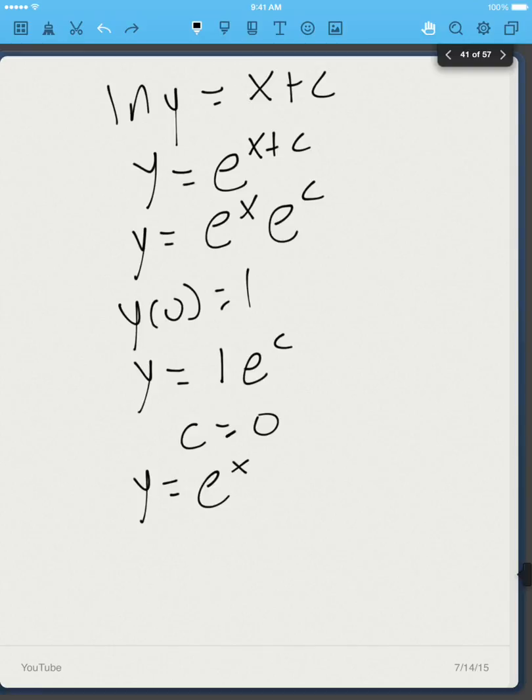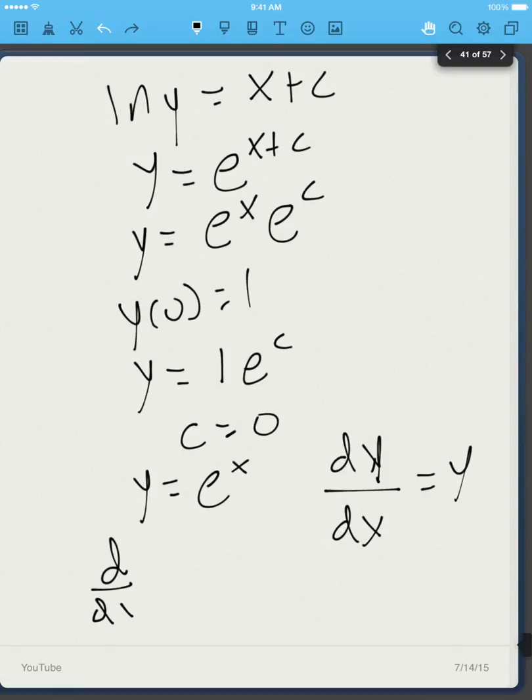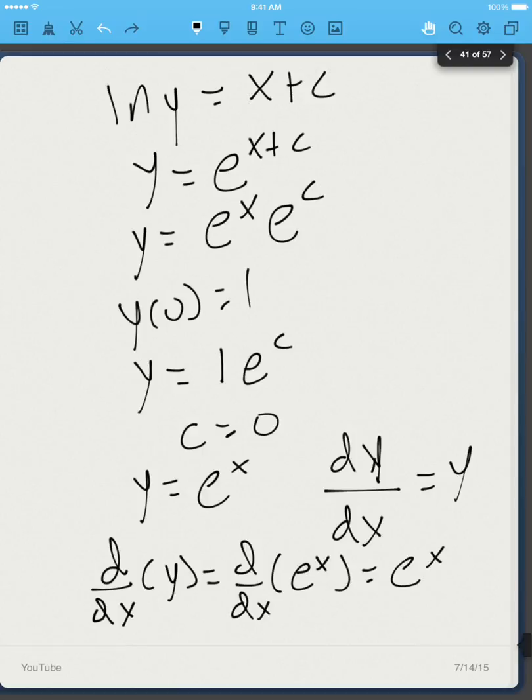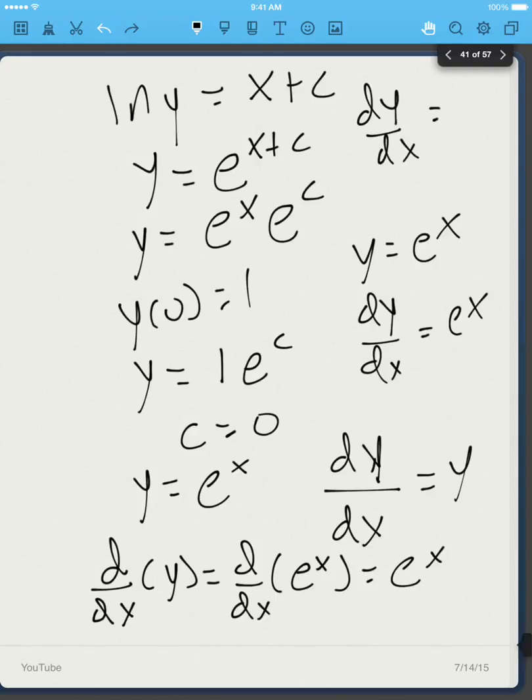So is this a solution to our problem? Well, if we look at the problem dy dx equals y, if I look at d dx of y, which is equal to d dx of e to the x, which is equal to e to the x. So if our y equals e to the x and dy dx equals e to the x, then it is in fact true that dy dx equals y. So that's the most trivial example of a separable differential equation.